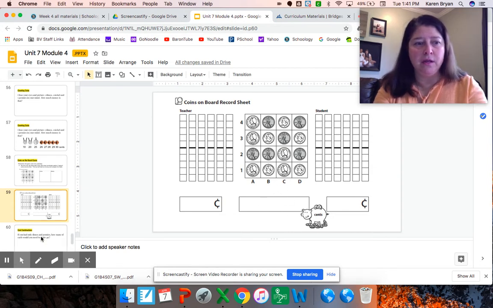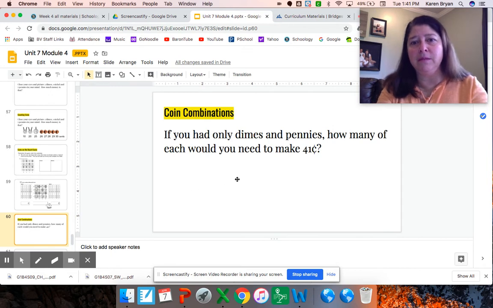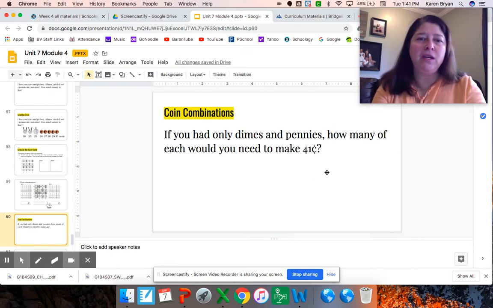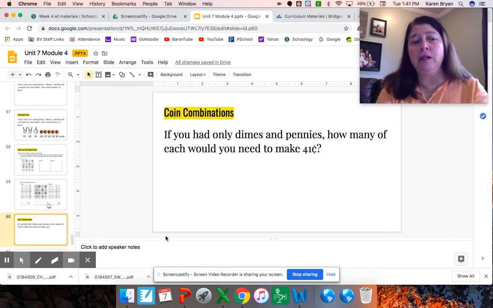So if you only had dimes and pennies, how many of each would you need to make 41 cents? So this is a think back. If you only had dimes and pennies, how could you make 41 cents? And I'm going to say with the least amount of coins. So if I look at my 10s and my 1s here, I see 4 10s. So I could have 4 dimes, right? 4 dimes.